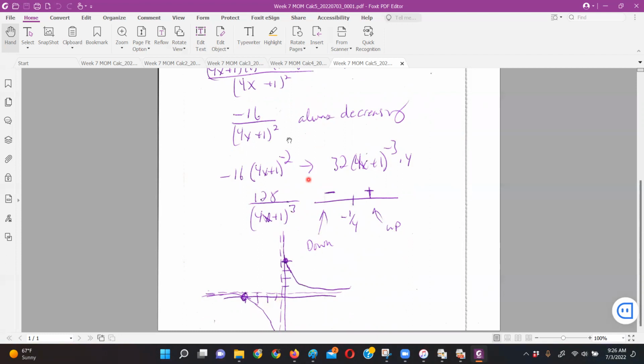Now, there's no turning points. There's no maxes or mins, because the first derivative is always negative. So I've answered all those questions, and then I just graphed it, and I already graphed it.